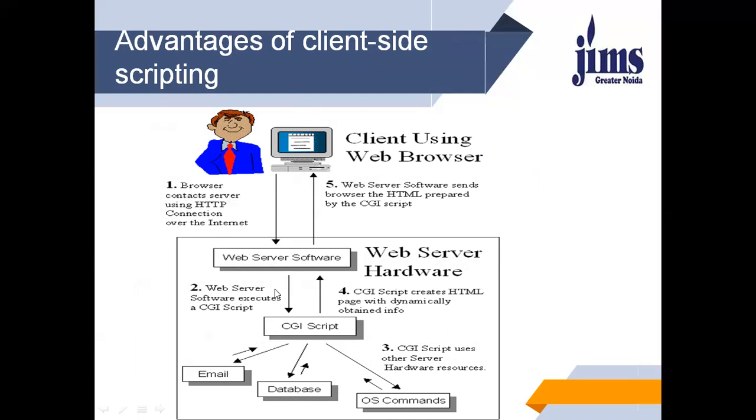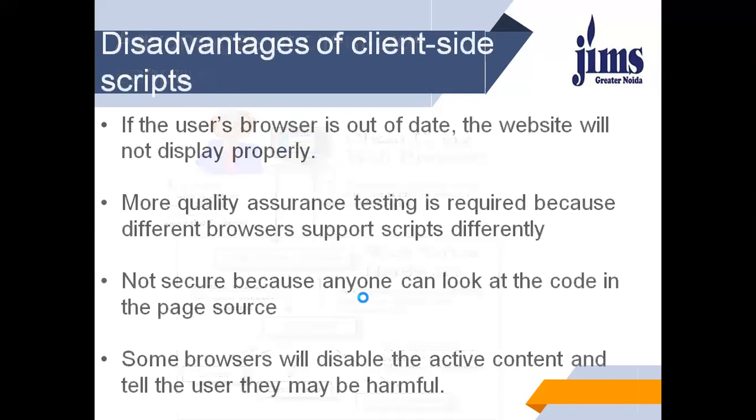Let's see how server-side scripting goes. First step, the browser contacts the server using an HTTP connection over the internet. It goes to the web server software. The web server software executes the CGI script. CGI scripts use other server hardware resources. Then the CGI script creates an HTML page with dynamically obtained information. And then the web server software sends the browser the HTML prepared by the CGI script. This is how it will go.